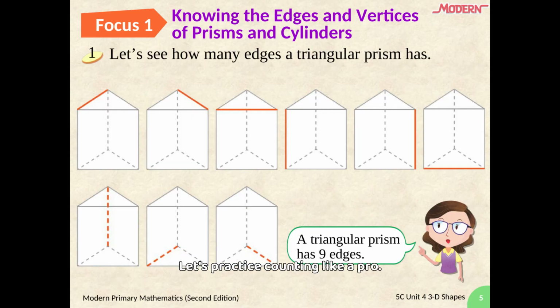Let's practice counting like a pro. How many edges does a triangular prism have? If you just point and count randomly, you'll get lost. Here's the trick. Count the top triangle, 1, 2, 3. Now count the bottom triangle, 4, 5, 6. Finally, count the lines standing up like pillars, 7, 8, 9. 9 edges in total. Always count in groups, top, bottom, and sides. It's the secret sauce to never making a mistake.